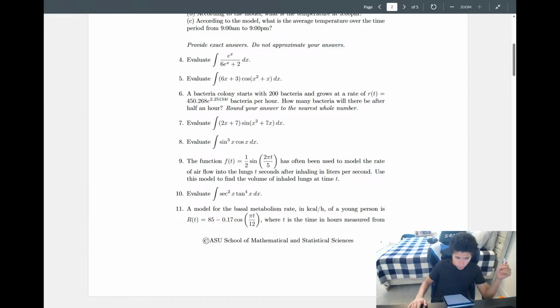Trigonometric substitution, I don't think so. We have e to the x. All right. U substitution it is. U equals, well, e to the x, right? Yes. And du is going to equal e to the x dx. Therefore this will equal the integral of u over 6u plus 2. And anyways, that's not u. That's going to be 1 du.